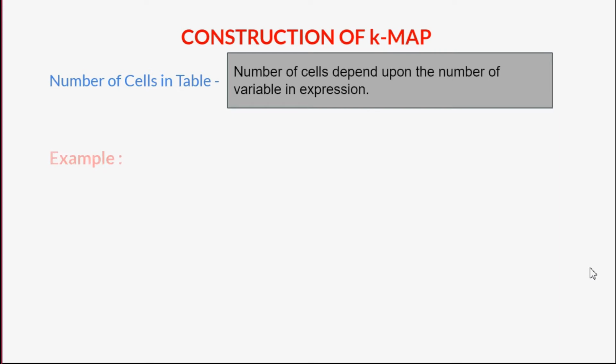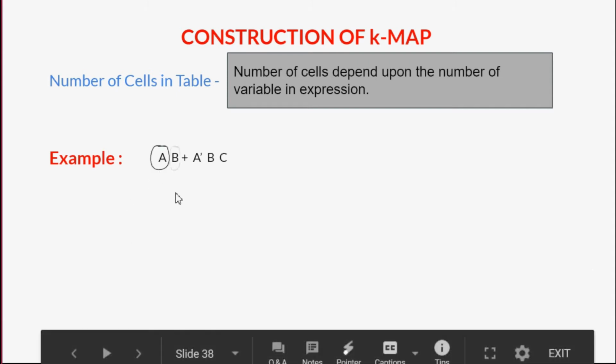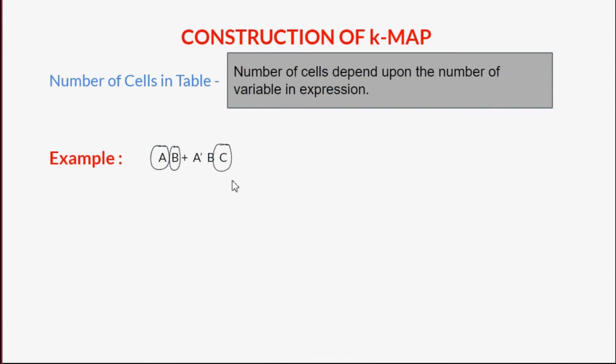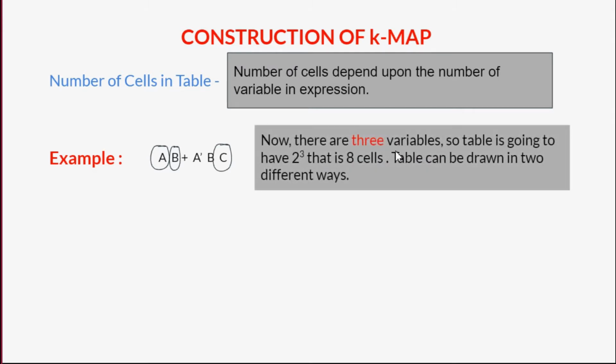Let's have a look at that with the help of an example. Suppose I have this equation that I need to minimize: AB plus A complement BC. This equation contains three variables. The first one is A, the next one is B, and the third one is C. So in total I have three variables in my equation, and the table is going to have 2 raised to power 3, that is 8 cells.